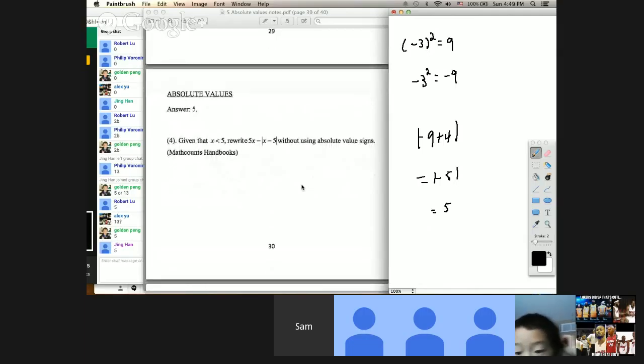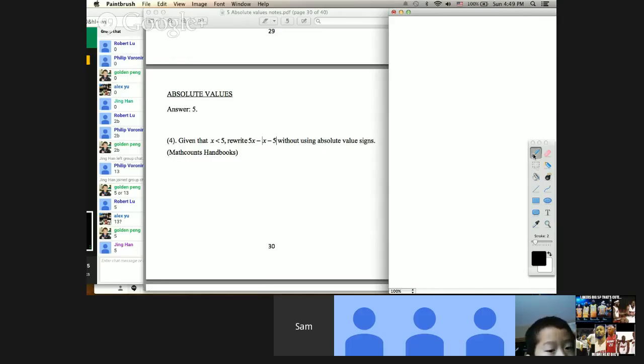Okay. Let's try number 4. You guys can redeem yourselves through this problem. Given that x is less than 5, rewrite 5x minus the absolute value of x minus 5 without using the absolute value sign.